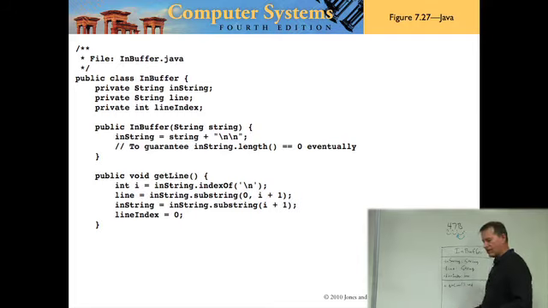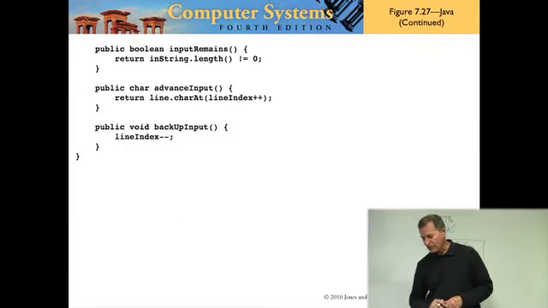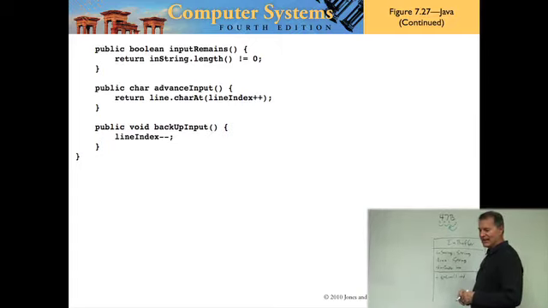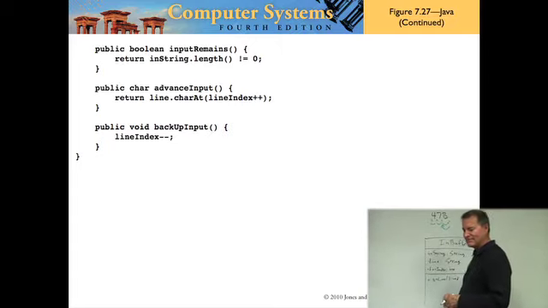And then what's the next? Now, what other? We only have three other methods. Input. And now, what is this one called? Input remains. Input remains. And that's Boolean.